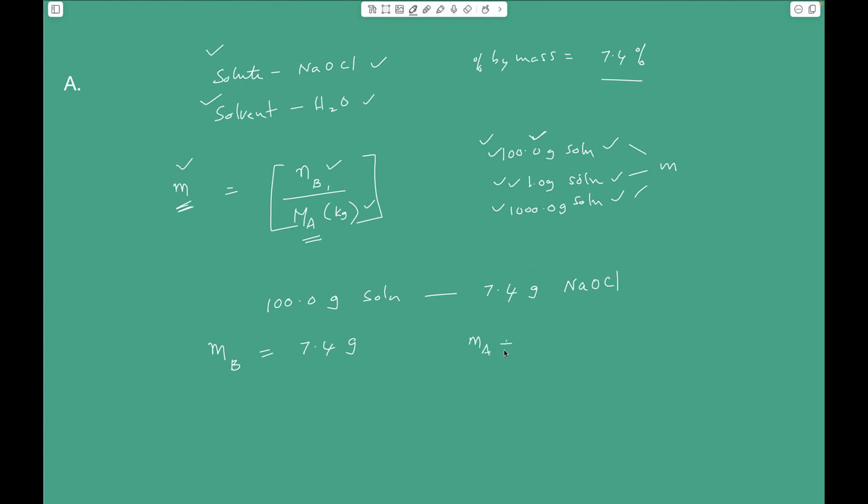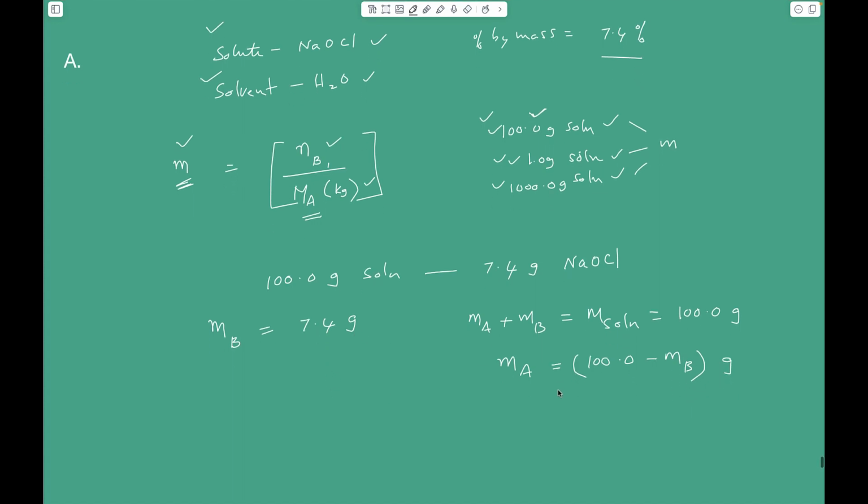The sum of the mass of the solvent and the mass of the solute is equal to the mass of the solution, and the mass of the solution I took is 100 grams. So Ma plus Mb is equal to 100 grams. Then mass of the solvent Ma is equal to 100 minus Mb grams. And the mass of the solute is 7.4 grams. So it will be 100 minus 7.4 grams. So this is the mass of the solvent in grams.